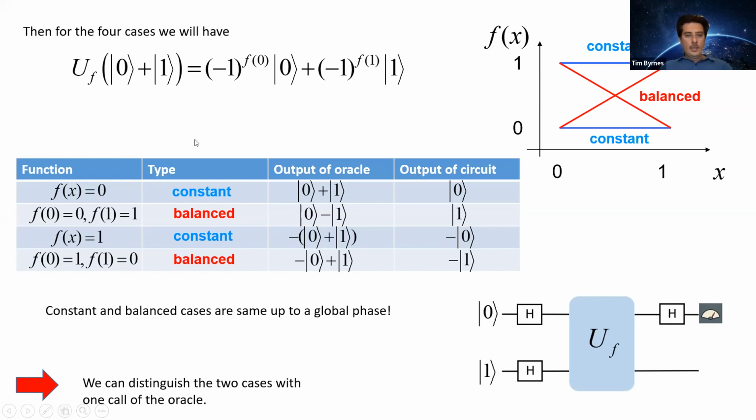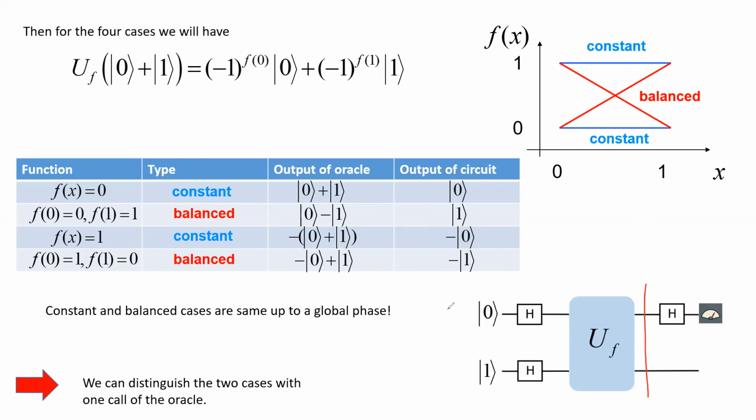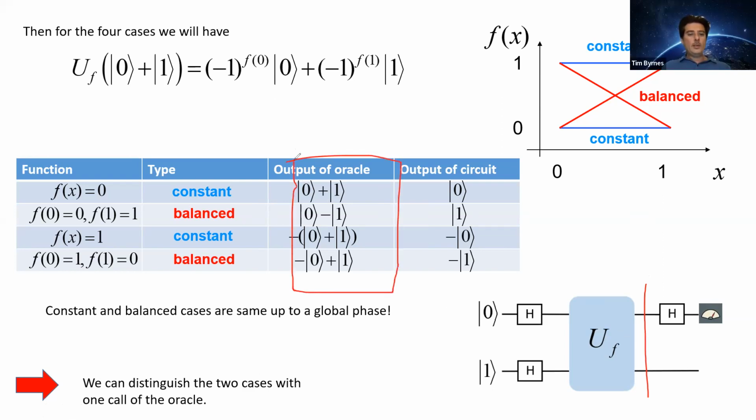Yeah, so if you work out what happens at this point in the circuit, the state at that point is summarized by this element of the table. If it's the first function here, then the state will be 0 plus 1. For this one, it'll be 0 minus 1, and so forth.